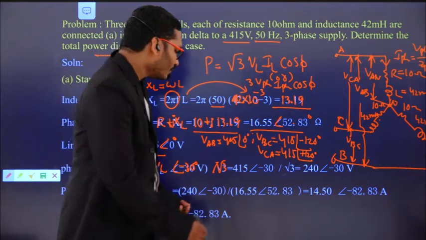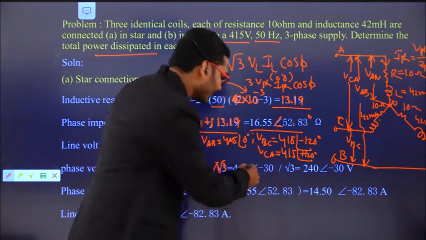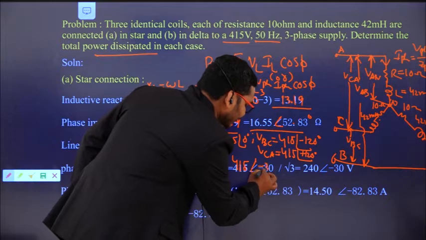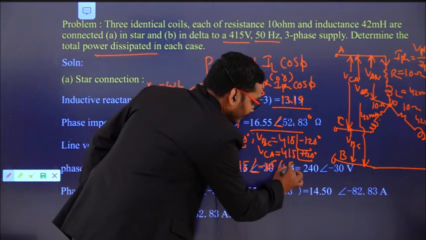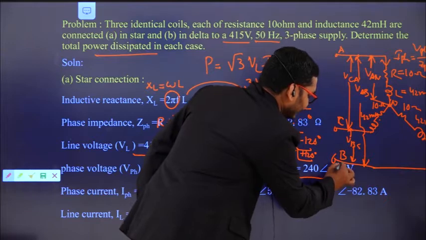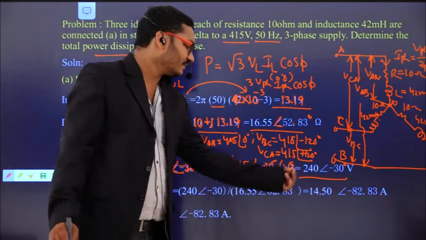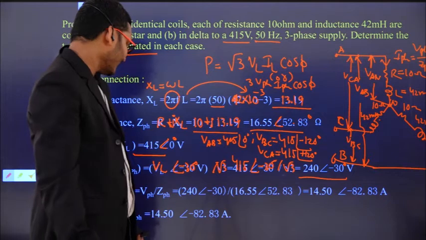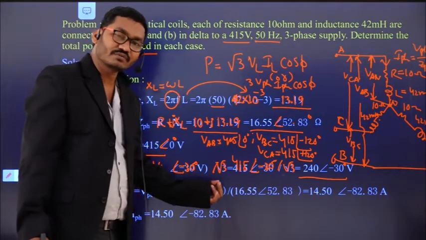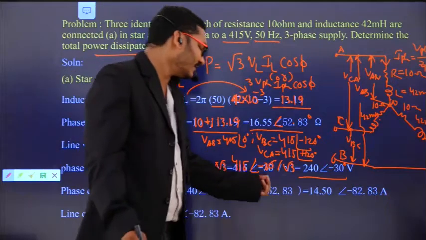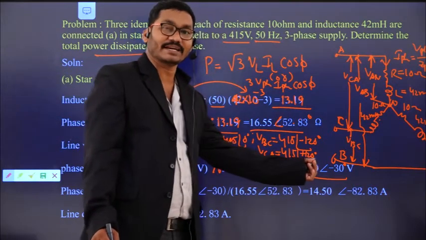It means 415 at an angle minus 30 degrees by root 3. After simplification you will get 240 at an angle minus 30 degrees. This is the V phase value. If you don't want to consider the angles, directly mention VL by root 3, so 415 by root 3 you will get 240 volts. That is the magnitude case.